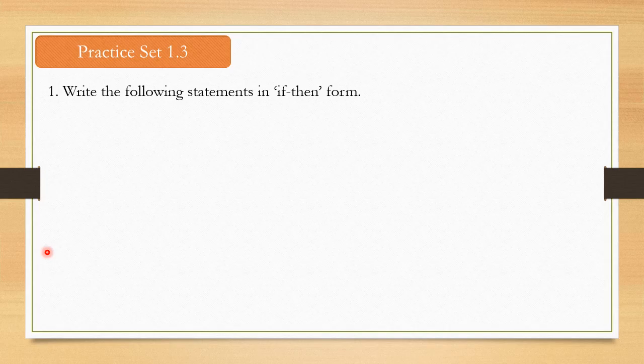That is, we have to write a conditional statement from a normal statement. So the first question, this is the normal statement: the opposite angles of a parallelogram are congruent. Here, to find the if-then part, the simple trick which I have told you all to use is to ask the question when. Pay attention. How am I asking the question? When are the opposite angles congruent? The answer will be, if the quadrilateral is a parallelogram.